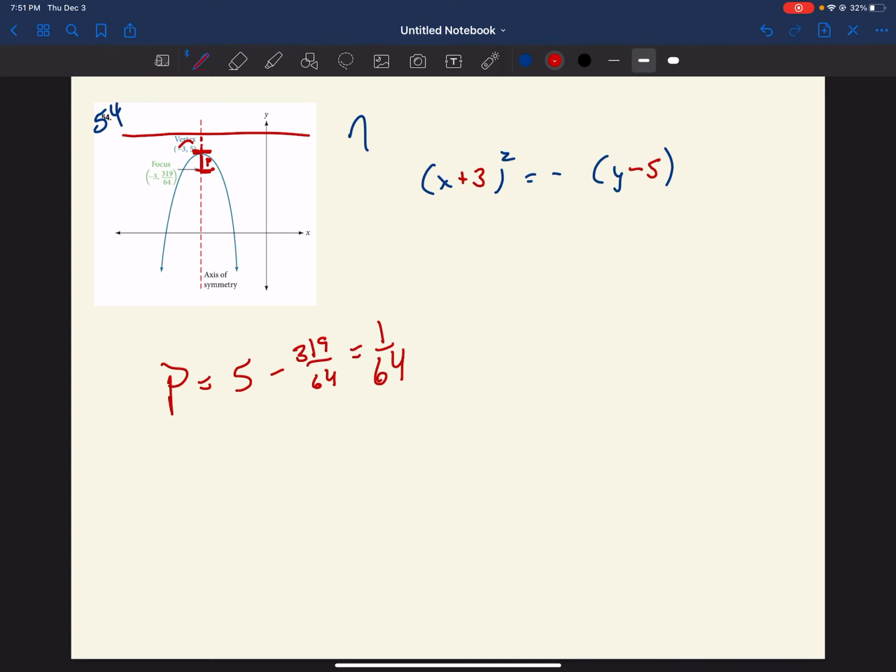But 1/64 is not what goes there. What goes there is 4P. So 4 times 1/64, that kills that and makes it a 16. And that's why there's a 1/16 out front for that.